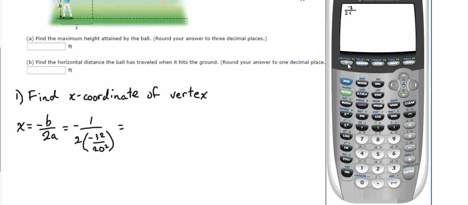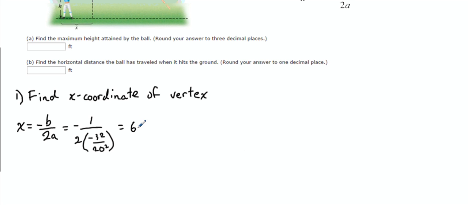Now I'm going to put another fraction in there so I can type in my negative 32 on top, and on the bottom 20 squared. Now I'm going to move to get out of the cursor there. Went a bit too far. Okay, and we press enter and we get 25 over 4. And if we want to figure out what that is, we just do 25 divided by 4, and you see that we'll get 6.25. So the x-coordinate is 6.25.